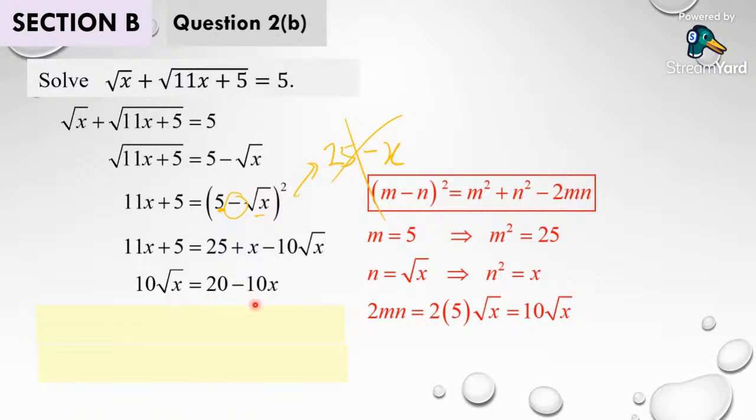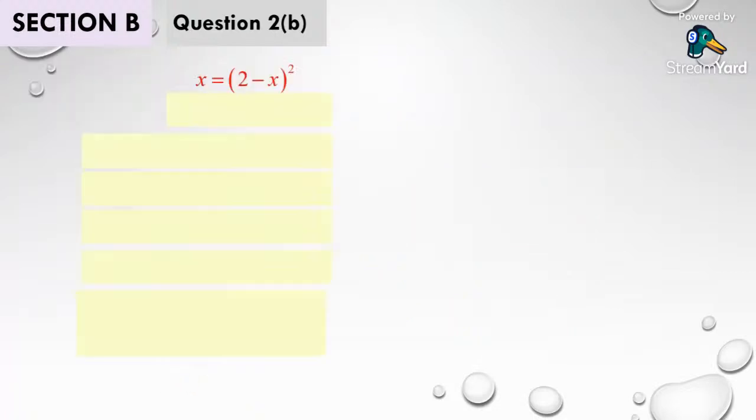The common factor is 10. So divide 10 on all the terms. I will have square root of x equals to 2 minus x. And then now you square both sides, it will be much easier. Square of the square root is just x. 2 minus x, we square it and come to the next part.